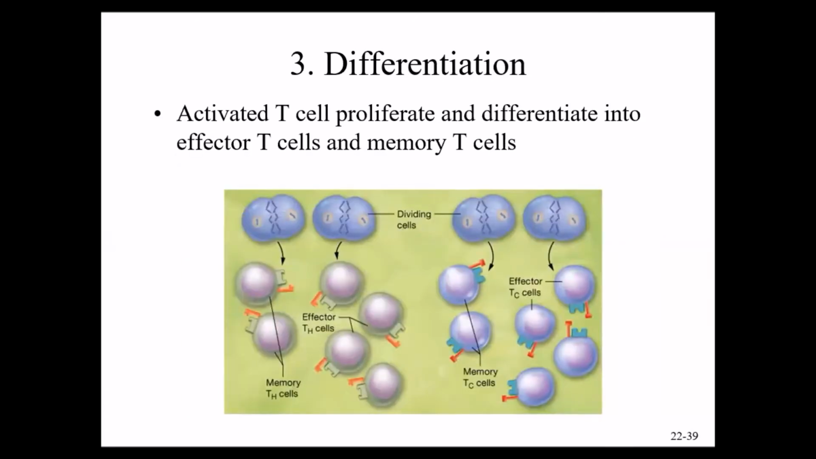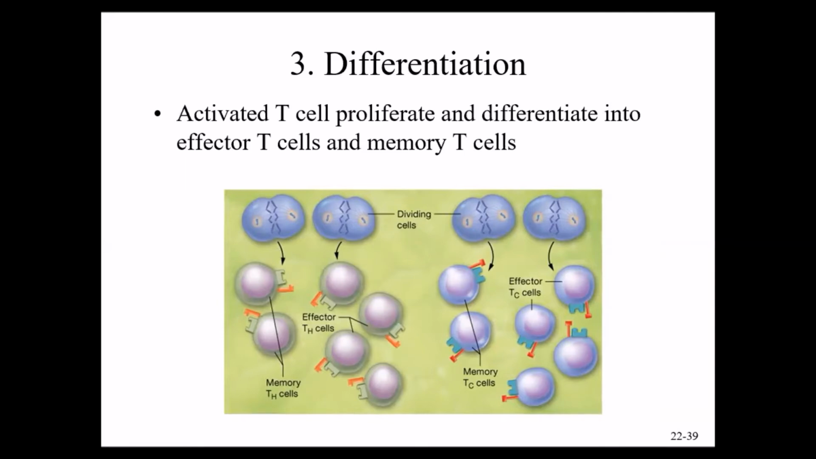Then you go through the process of proliferation. That means making more copies. Now that you've selected the ones you need, you proliferate them, you make more copies, and then they differentiate into effector T cells and memory T cells. It's the effector T cells that will go out and actually fight off the infection. They're the frontline cells, destroying the invading pathogen or the infection.